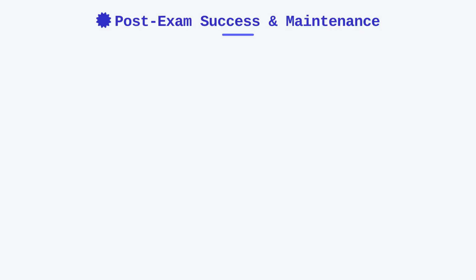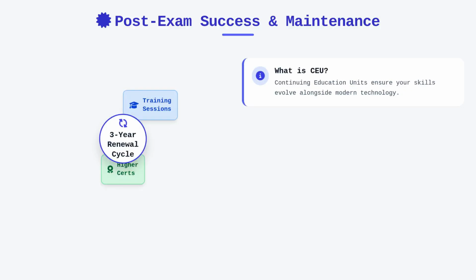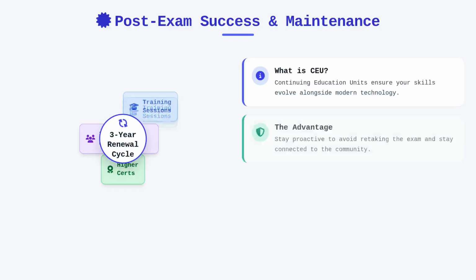Once you have successfully passed the exam, remember that your certification maintenance requires a commitment to ongoing professional development. CompTIA uses a Continuing Education Unit, or CEU, system to ensure that your skills remain relevant as technology evolves over the 3-year renewal cycle. You can earn these credits through various methods, such as attending training sessions, completing higher-level certifications, or participating in industry events. Staying proactive about this process avoids the need to retake the exam later and keeps you engaged with the community.